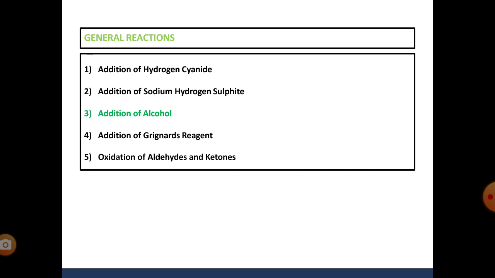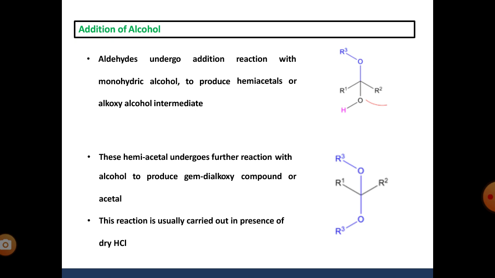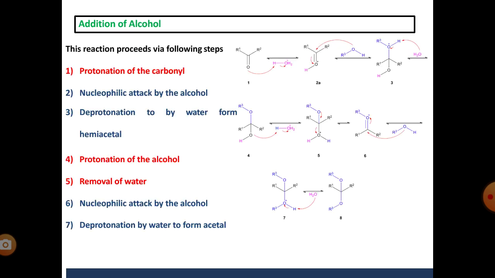Now similarly we'll see addition of alcohol. In addition of alcohol there are various steps that we'll discuss one by one. First is protonation of the carbonyl group. Second is nucleophilic attack. Third is deprotonation. Fourth is protonation. Fifth is removal of water. Sixth is nucleophilic attack. And last is deprotonation by water to form the acetal. The last product we get is the acetal. So we'll discuss one by one.